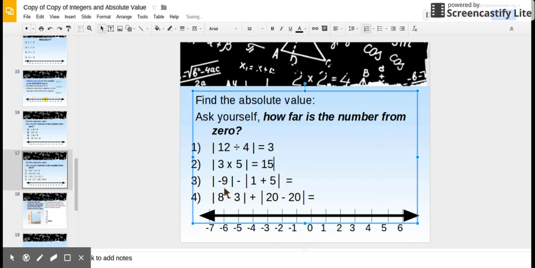And now we have the absolute value of -9 minus the absolute value of 1 plus 5. Note the absolute value. Okay, well, here you have 9, right, minus the absolute value of 1 plus 5, which is just 6. So 9 minus 6 gets you 3. Okay, and here you have 8 minus 3, which is 5. The absolute value of 5 is just 5, plus 20 minus 20 is 0. So you end up getting 5.